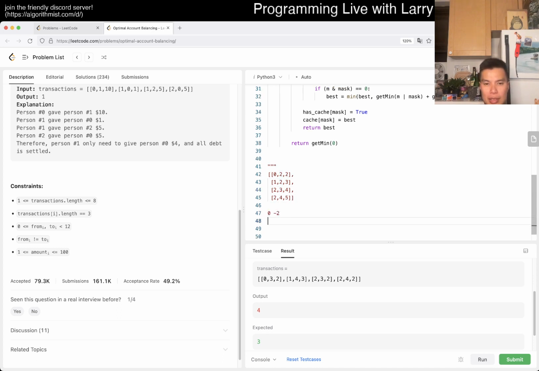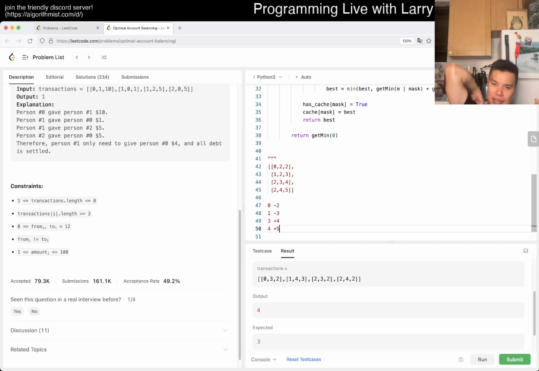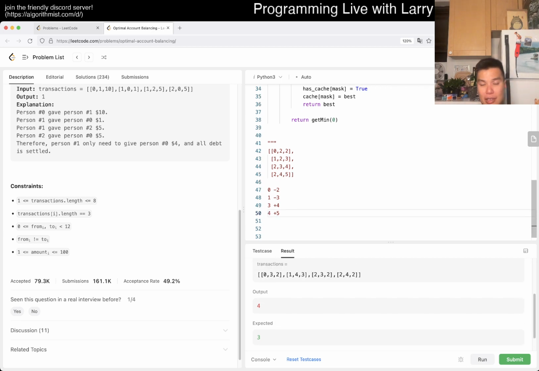So 0 is minus 2, 1 is minus 3, 3 is plus 4, and 4 is plus 5. How can you do this in 3 transactions? Did I miscopy any of this? How do I do this? Maybe unlocking this is the key. Oh. And 2 is minus 4. Oops, forgot that part. How do you do this in 3 transactions?